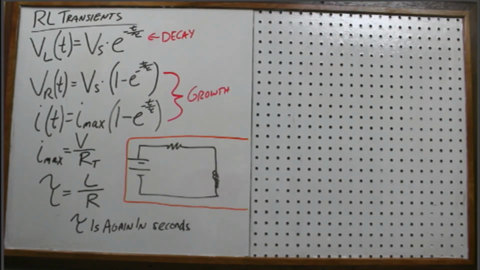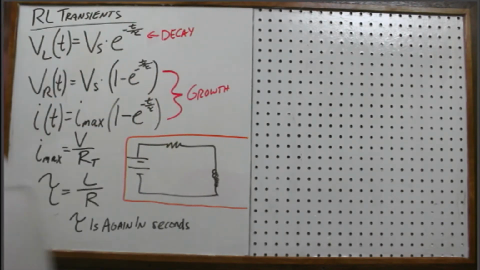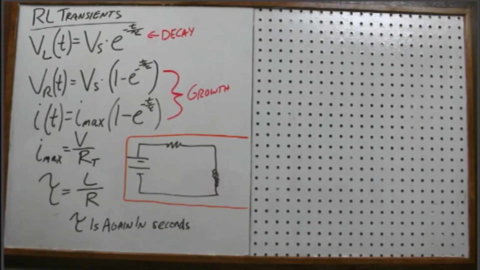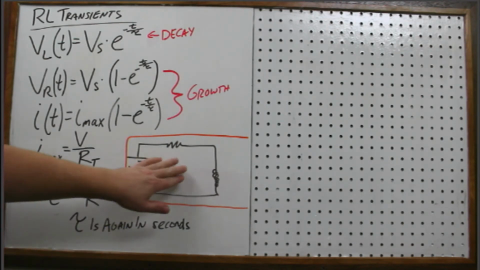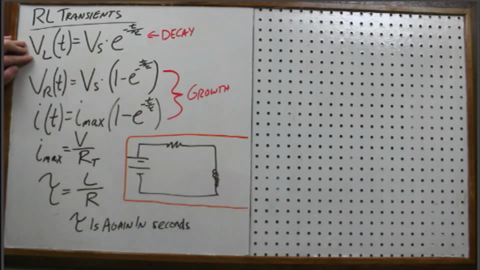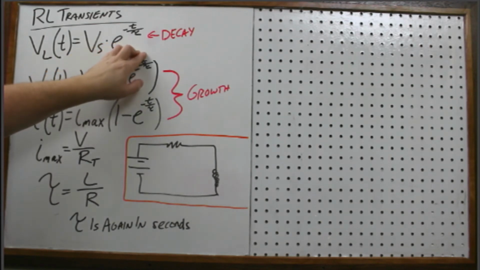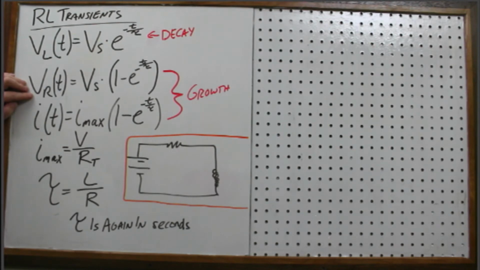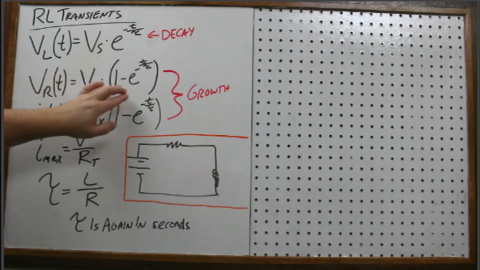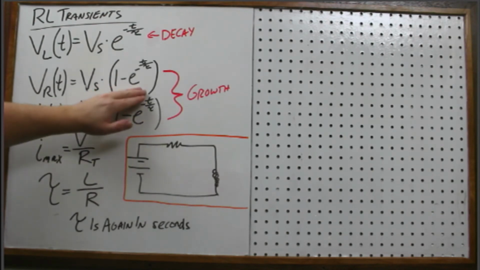Okay, so here you can see the equations that we're going to use for the RL this time. And so everything looks kind of backwards from what it was before with the RC circuit. So for an RL circuit where we have a resistance and an inductance, the voltage on the inductor is a decay, and so it's the voltage of the source times the decay portion, e to the -t over tau. For the voltage on the resistor, we have the voltage source times 1 minus e to the -t over tau. And remember, this portion right here, this is a growth function.